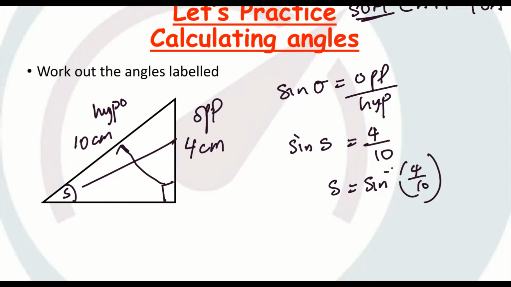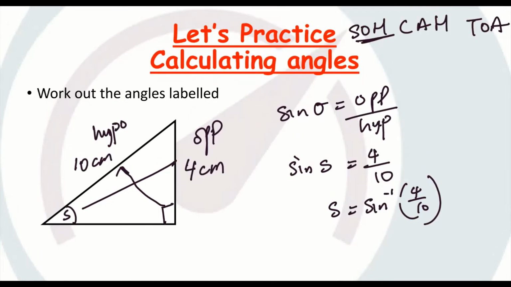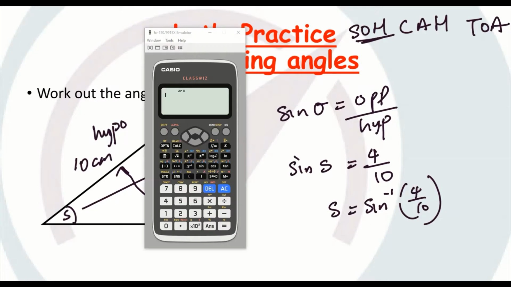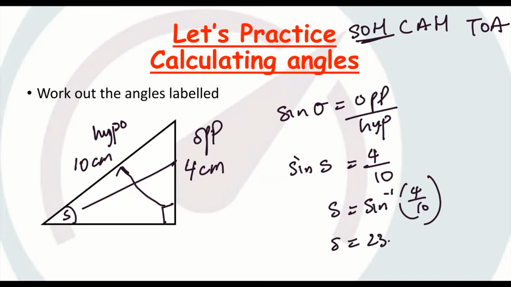So sine inverse 4 over 10. Let's pull out our calculators now and tell me what you get. On my calculator, I press shift, then the sine button, then the fraction button, and I put 4 down 10, close my bracket, equals 23.578. So S is equal to 23.578, and that is degrees.